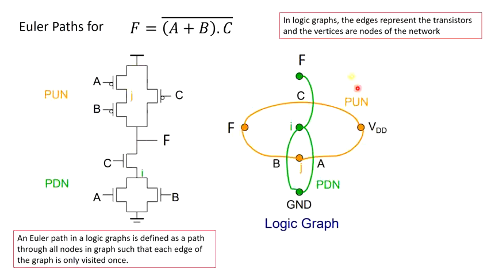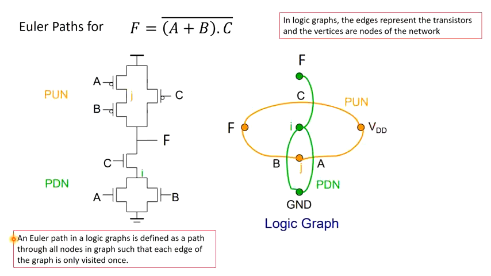For the pull down network, on the top side F is connected with C, then A and B, then A and B are connected, and the other terminal is grounded. Okay. The pull up network has to be drawn something like that. This side is VDD and this side is the output F. This is A, B, and the other side is C, in this fashion.